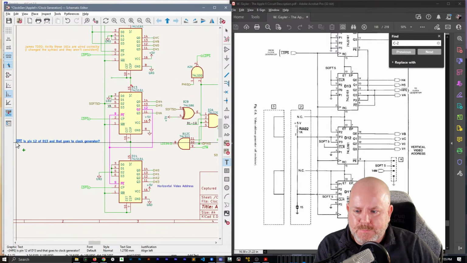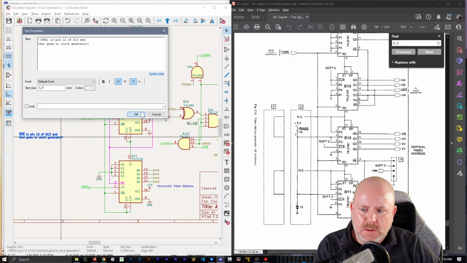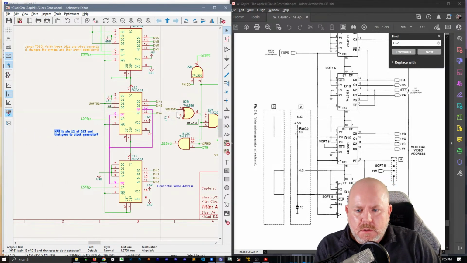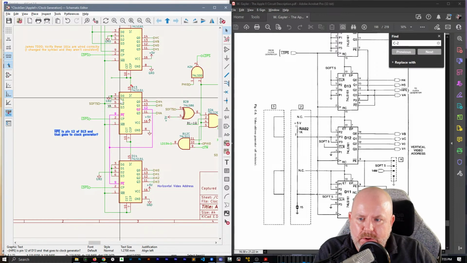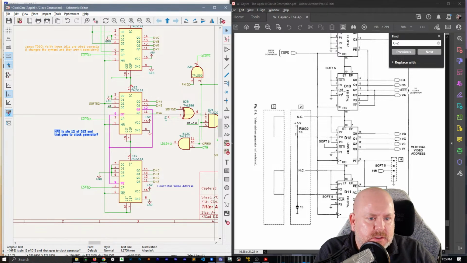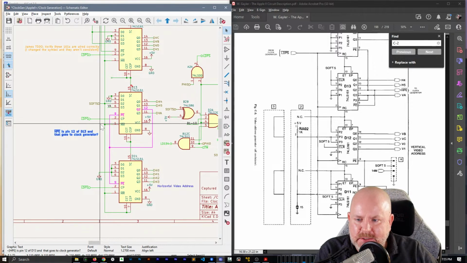I'm just going to put a note because I don't want to lose track of what I'm doing at the moment. Pin 11 is VA. Okay, power and ground. So let's see. Pin 1 and 5 should be connected together.